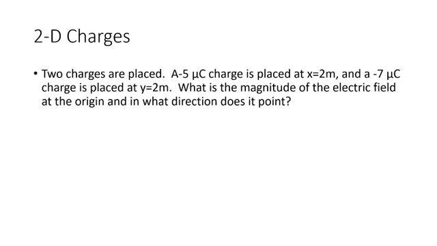All right, so here's a situation where you have two charges. You have a negative 5 microcoulomb charge at x equals 2 and a negative 7 microcoulomb charge placed at y equals 2. And we want to figure out what is the magnitude of the electric field at the origin and in what direction does it point. So to do that, now we're looking at electric fields created by point charges. That's where we use the kq over r squared relationship.